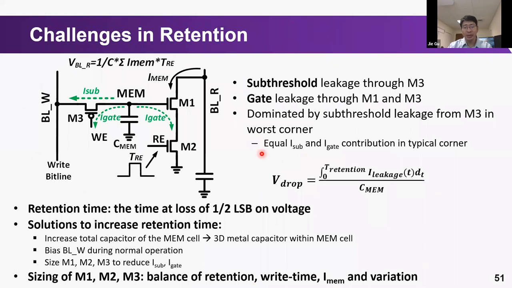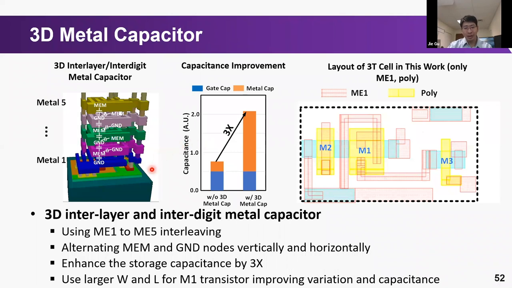Some challenges we face: one is very obvious, the retention issue, because this kind of dynamic RAM cannot stay there forever. We have to deal with the subthreshold leakage and also the gate leakage from the transistor. So we specially designed it. We also have a biasing technique to reduce the subthreshold leakage by 20 times. And even though there are 3 transistors, the sizing is tricky, because you have to balance between retention, write time, and the process variation of the devices. We built special metal capacitors on top of the cell to enhance its capacitance so that it can retain data for a longer time.